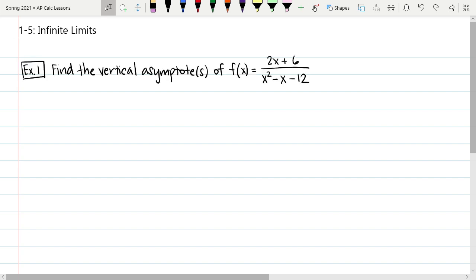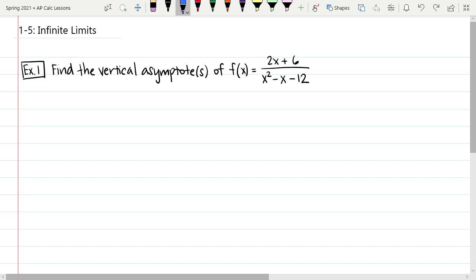So let's consider this example here. We're going to find the vertical asymptote, or asymptotes if there's more than one, of this rational function here. F of x equals 2x plus 6 over x squared minus x minus 12. So as you might recall, one thing that we want to do to find vertical asymptotes is we want to factor, because remember what we're really looking for are values of x that may make our denominator 0.